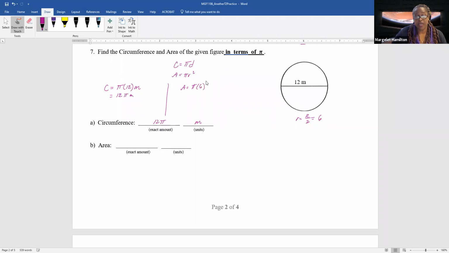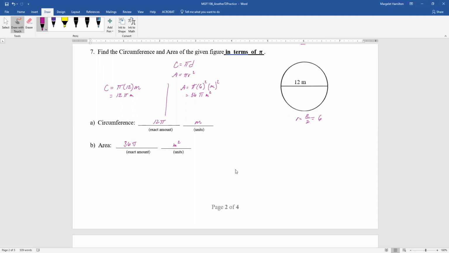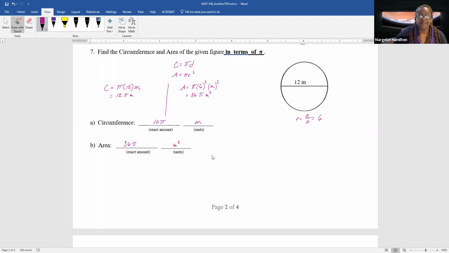So now we have 6 that I have to square. And then it's meters that you also need to square. So 6 squared gives us 36. Here's my pi, and then meters squared. So area, 36 pi, and then meters squared. Are we okay? Yes, ma'am. Got it. All right. So again, perimeter or circumference, don't touch the dimensions. If you see anything that says area, dimensions are squared. Okay, every single time.